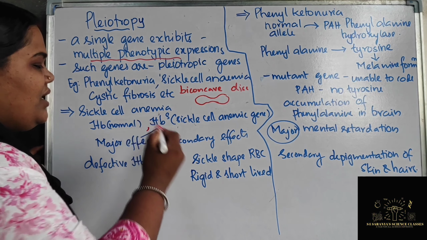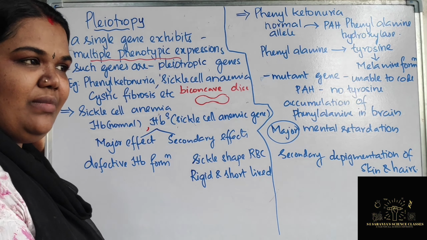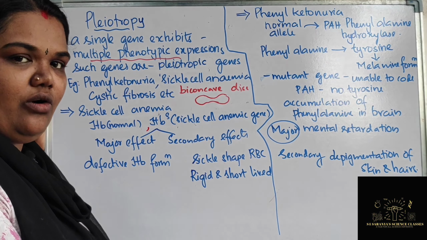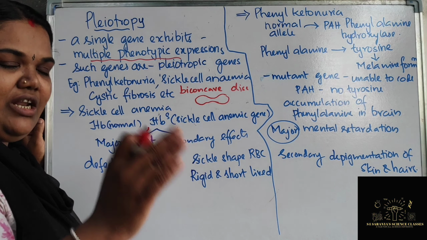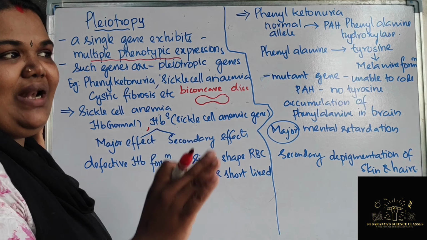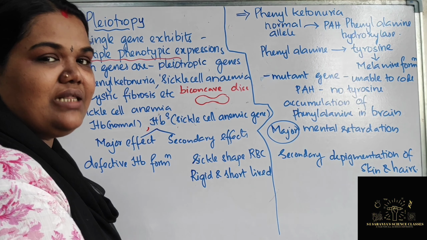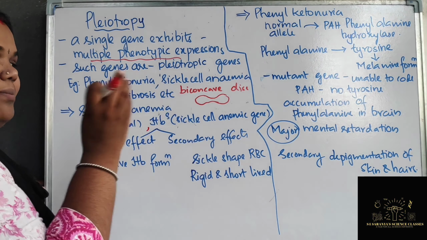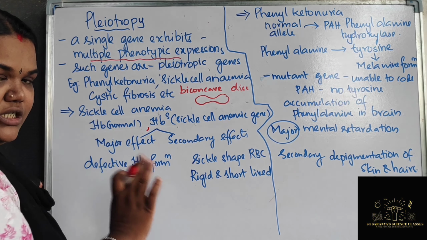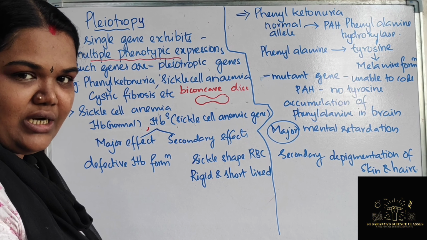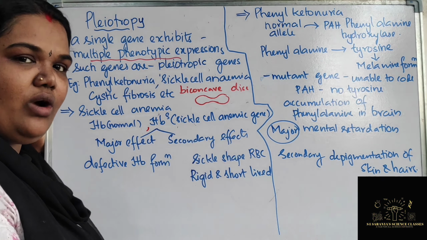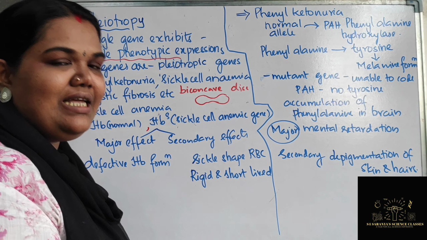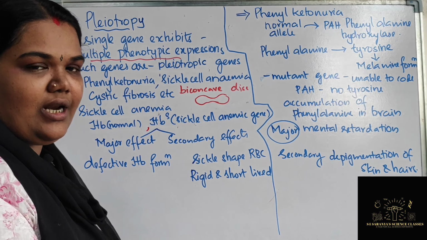Another one we have is the sickle cell anemic gene. If the mutated gene is present, then its effect will be completely different. What are the effects? Whenever we discuss a pleiotropic gene, it will have a major effect and some other secondary effects. If the sickle cell anemic gene is present, its major effect is defective HB formation. That means as much hemoglobin as should be produced will not be produced. The formation of hemoglobin has a problem. So that's why we say it has defective HB formation, right?